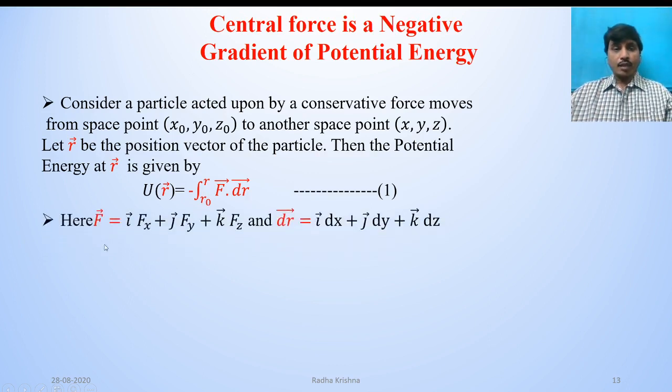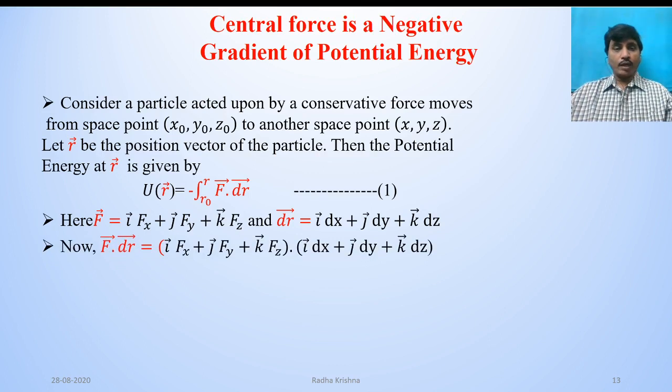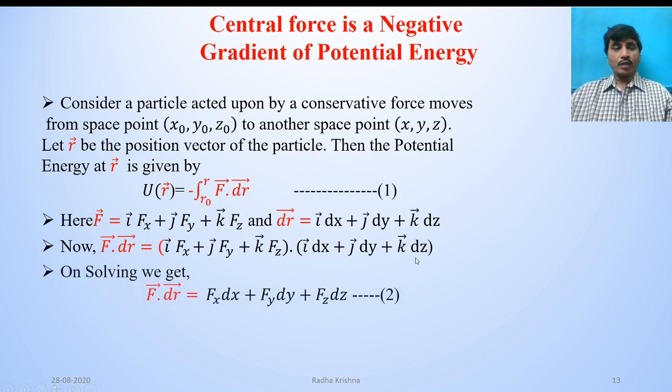Here, f bar is equal to i bar fx plus j bar fy plus k bar fz, and dr bar is equal to i bar dx plus j bar dy plus k bar dz. Now, f bar dot dr bar is equal to i bar fx plus j bar fy plus k bar fz dot i bar dx plus j bar dy plus k bar dz. On solving, we get f bar dot dr bar is equal to fx dx plus fy dy plus fz dz.